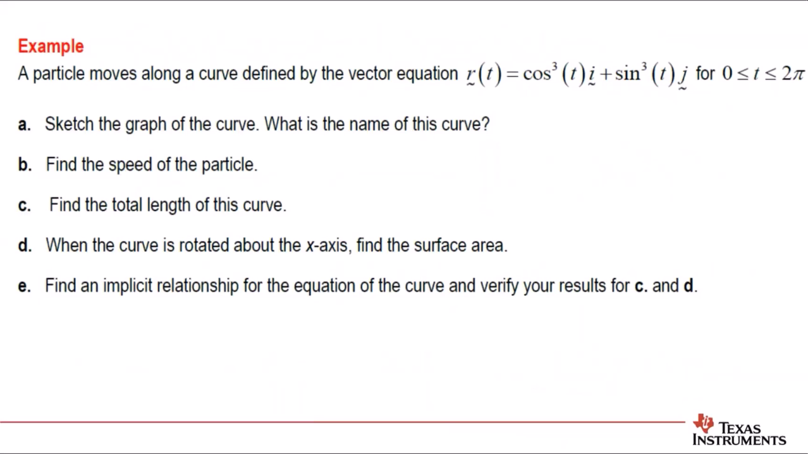So let's work through this example using the CAS. Let's try to find what's the name of this curve. Anybody know in the chat window? Type it in, Brian, see if someone can tell us. Find the speed, find the total length. When the curve is rotated around the x-axis, let's find the surface area, and let's try to perhaps eliminate the parameter t, get an implicit relationship, and get the same results.